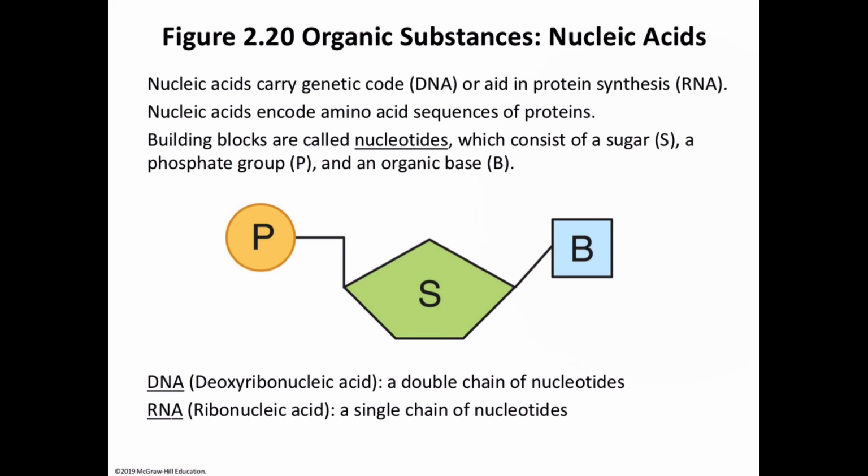In green, class, that S stands for that sugar, that pentose sugar, being either ribose or deoxyribose, class, respectively. And then thirdly, class, is that base, or that nitrogen base. So let's begin. That is, class, the nucleotide, made up of 3 parts: the phosphate group, that pentose sugar, class, and the nitrogen base. So there are 2 types of nucleic acids that exist, class. They are DNA and RNA. DNA, class, is deoxyribonucleic acid, and RNA is ribonucleic acid.